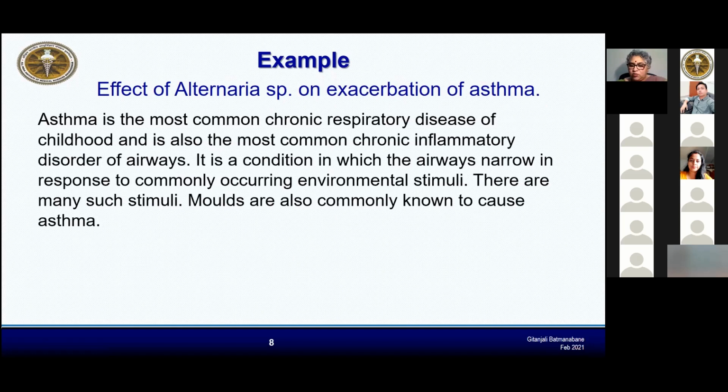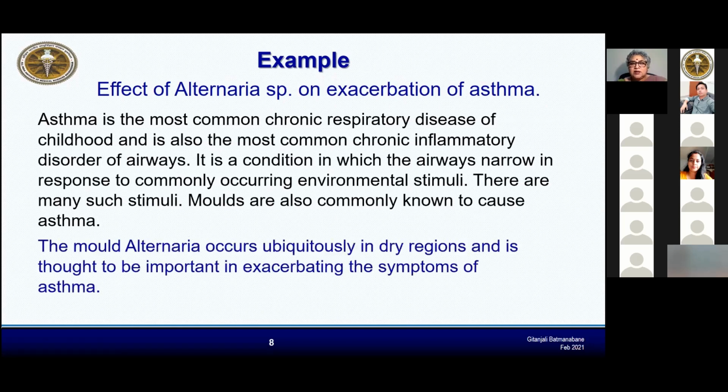So this is one way of writing. But you can simply write it like this. The mold Alternaria occurs ubiquitously in dry regions and is thought to be important in exacerbating the symptoms of asthma. What has been written in three sentences has been written in one sentence. So this is how you keep on improving what you have written.